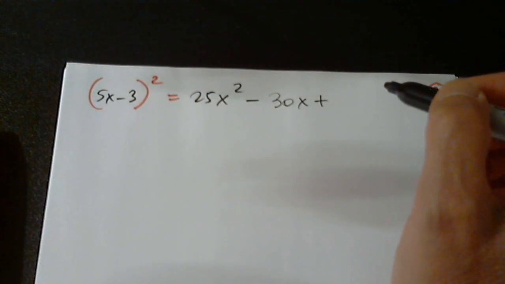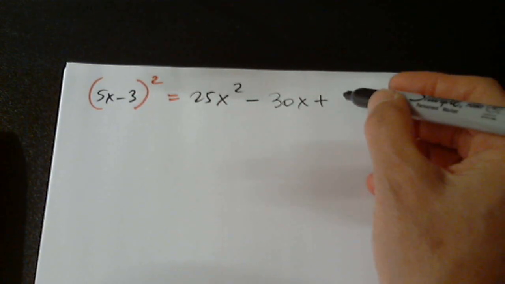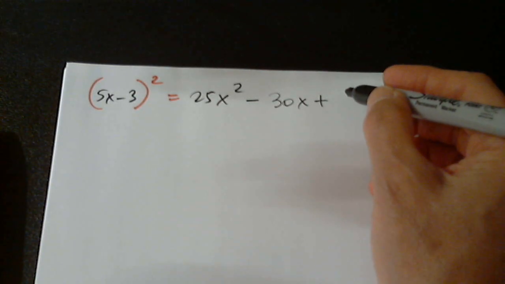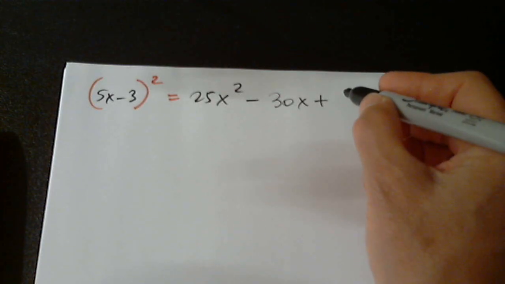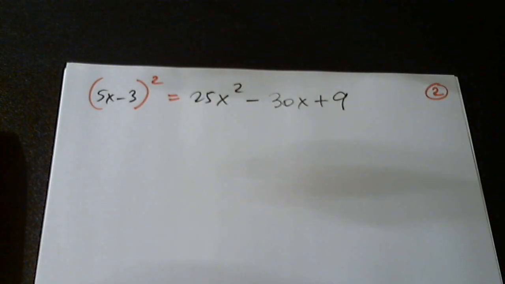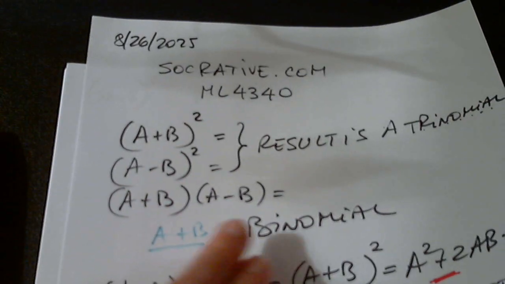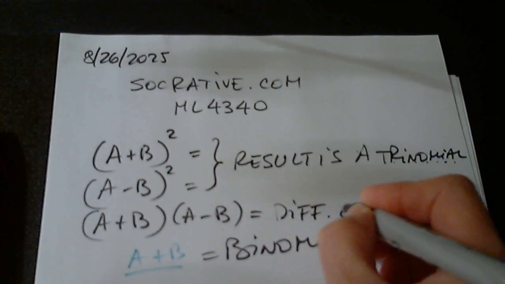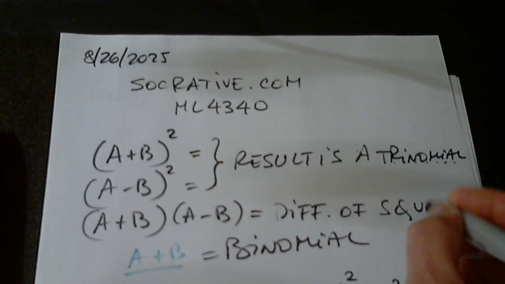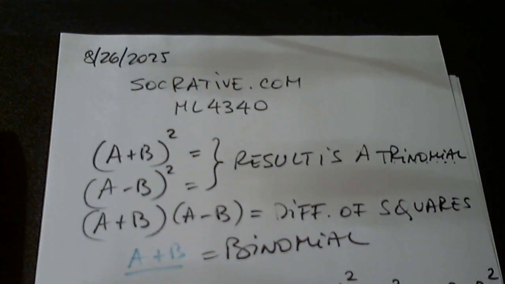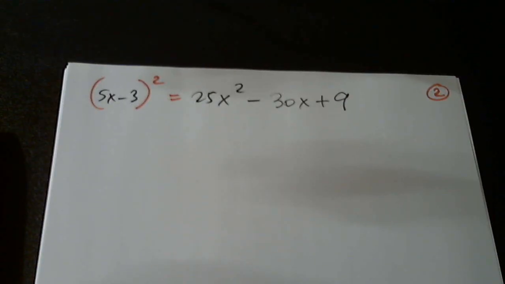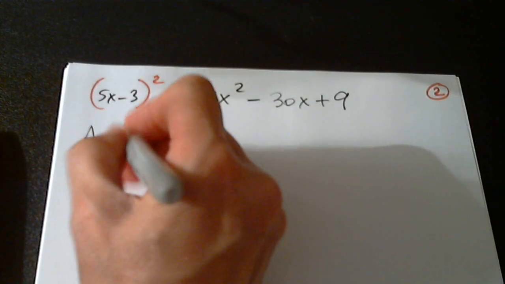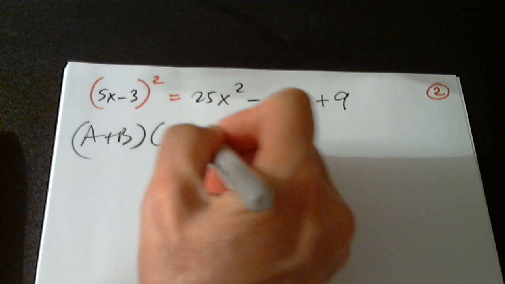The last term is always positive, correct? And it would be 9. That's it. Very good. So finally, the last formula, this is the difference of squares. Difference of squares. So this is different. So a plus b times a minus b.